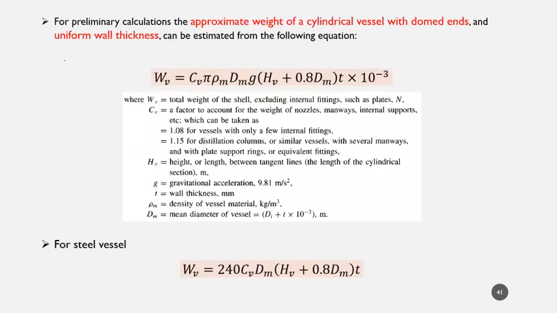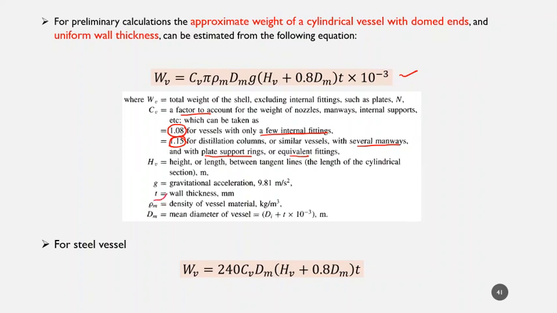Okay, for the weight load, we can determine it using this equation, which is the approximate weight of a cylindrical vessel with domed ends and uniform wall thickness. So we consider the factor to account, which is 1.08 for a vessel with only a few internal fittings, or if we design a distillation column which has several manways and also plate supports and equivalent fittings, you can use this value. It also includes the height or the length between tangent lines and the length of the cylindrical section.